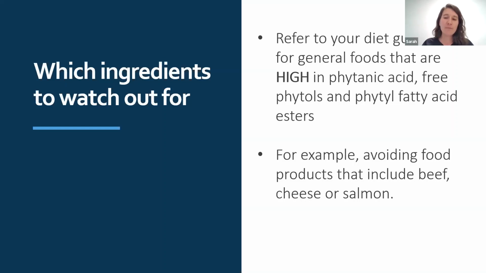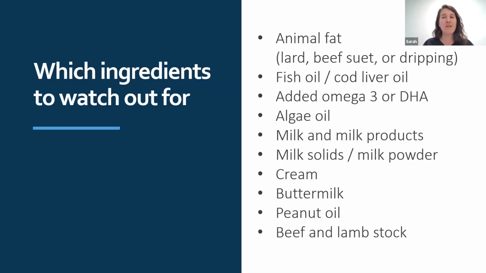And for example, some foods that are commonly known to be high in phytanic acids, such as beef, cheese, and salmon, you would of course be avoiding any products that contain these foods. So if these words were coming up in the ingredients, you would be avoiding them. But there's a whole list of other foods and other ways foods can be written that makes it really complicated.